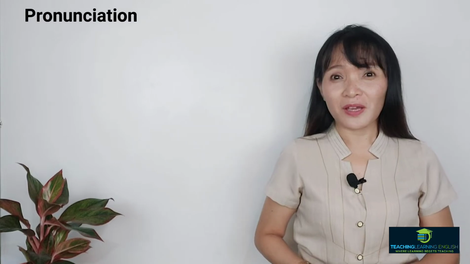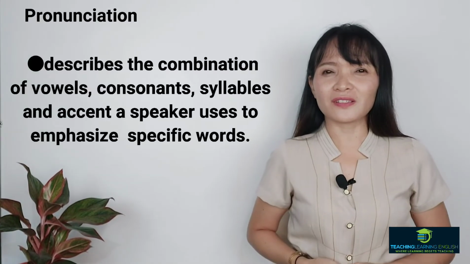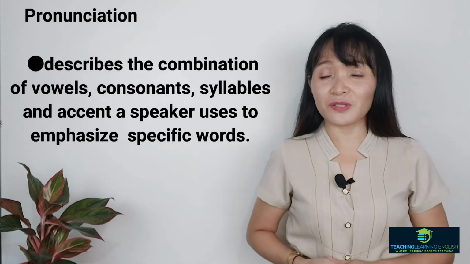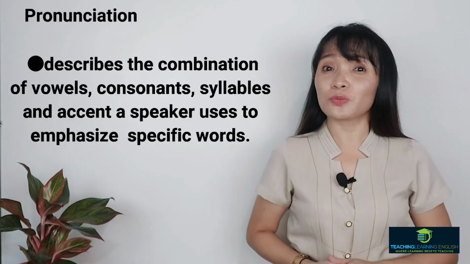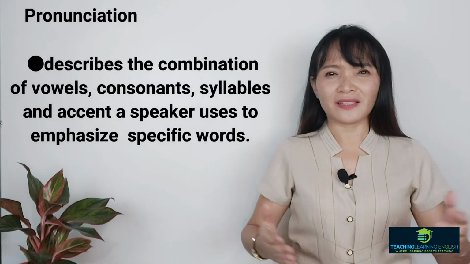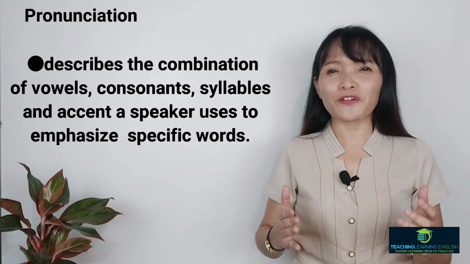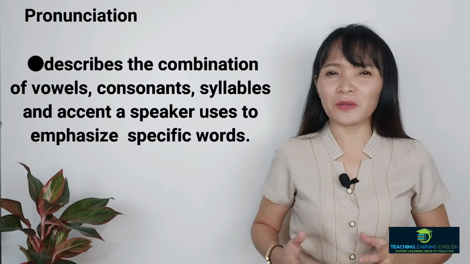Another vocal element to consider is, you guessed it, pronunciation. Pronunciation describes the combination of vowels, consonants, syllables, and accent a speaker uses to emphasize specific words. Well, it can't be denied that since we are second language speakers, we can't perfectly pronounce and our accent may vary.